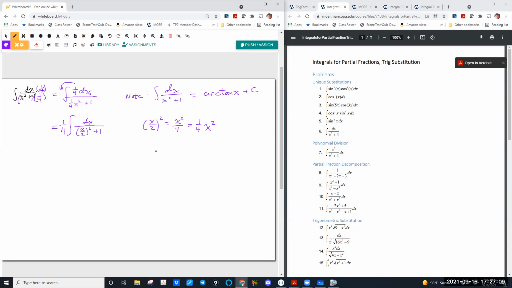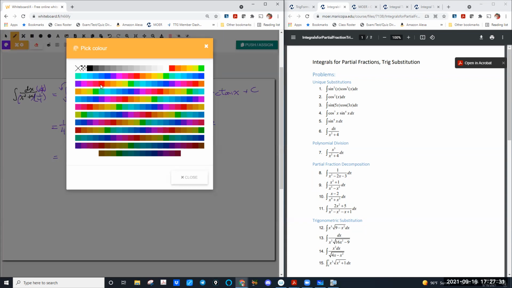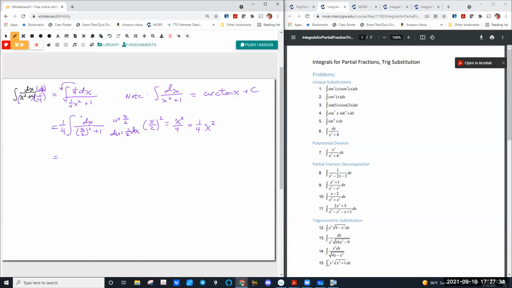But what I can do now is I can do a u sub. I'm going to let u equal x over 2. And then du is 1/2 dx. Okay. Now, we talked about the way that I like doing substitution. The way I like doing it is I like saying, oh, I need a 1/2 in here to match up to this 1/2 dx. That means I need a 2 out here. So I didn't change anything.